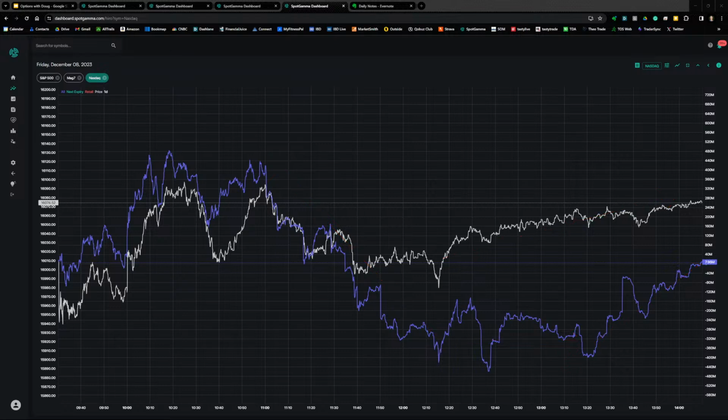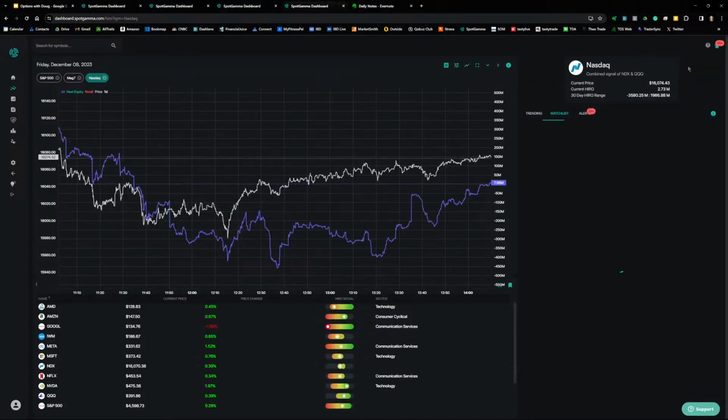So what this is showing is traders, this is a combined signal showing options trades and market maker hedging activity for QQQ and NDX. So mostly QQQ. NDX is pretty thinly traded. Well, let's go take a look at Bookmap.